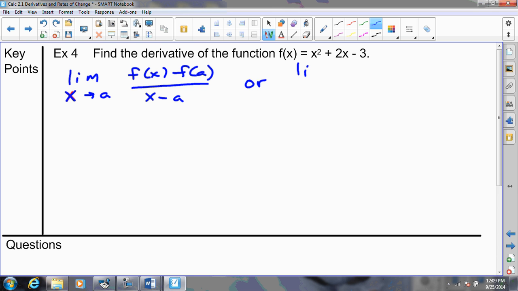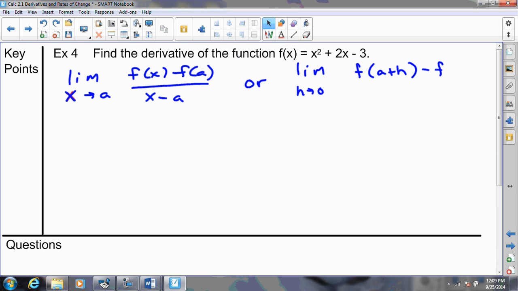Hang on. Let me write it out this way as well. Limit as h approaches 0 of f of a plus h minus f of a, all over h. We have the two different forms. Choose which one you want to use, the left or the right. We don't have enough time to do both.